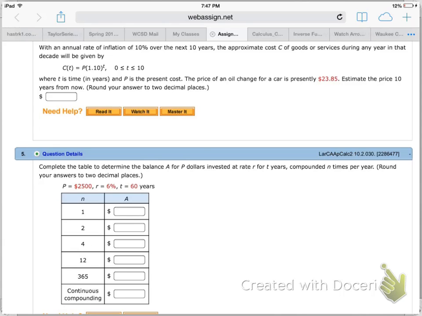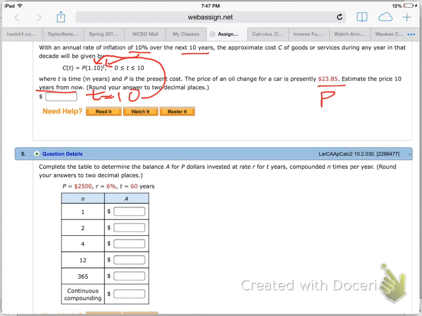Same kind of thing in this problem where this is 10% over 10 years. It's describing things that you see in this function. There's 10% as the 1.10, cost of goods over a period of a decade. So where P is the present cost, the price of an oil change for a car is presently $23.85. So that's your big P that you put in there. Estimate the price 10 years from now, and this is where you do t equals 10 for 10 years from now, and you want to put that in for t. So you're substituting in the 23.85 for P and 10 for t, and getting a result, and finding out how much an oil change might be in the next couple of years. Flies fast, let me tell you.